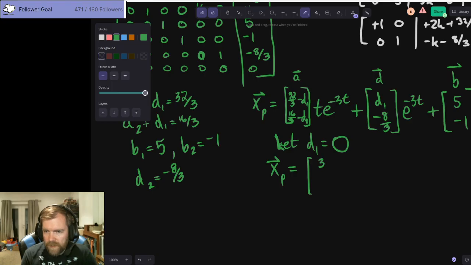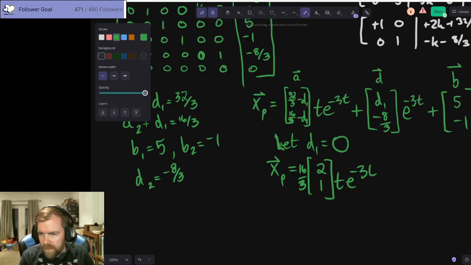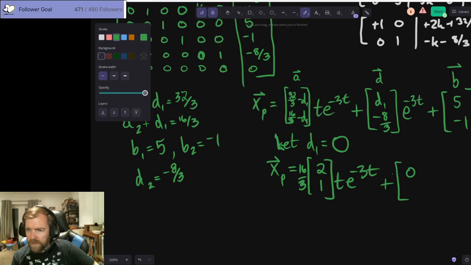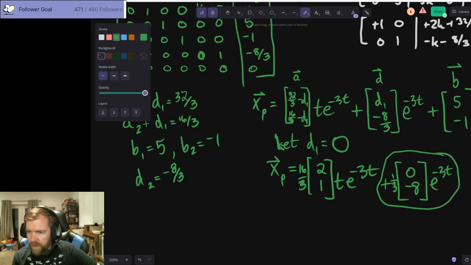Right, so that'll be fine. I don't like fractions on the inside of this. Let's do 16/3 on the outside, which then makes it 2/1 times t e to the negative 3t. Plus, again, let's just do 1/3 here, which makes this a 0, -8 e to the negative 3t, but this is going to be absorbed as part of our null space.